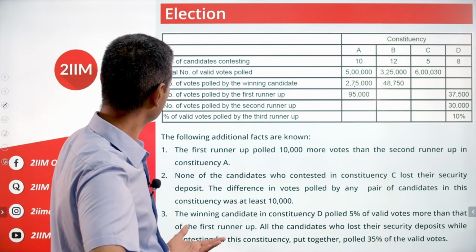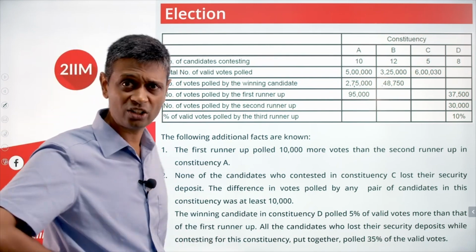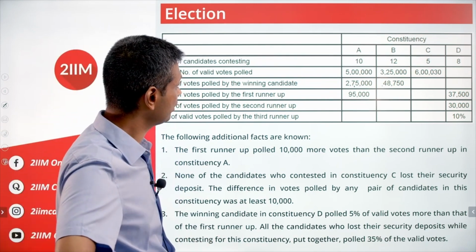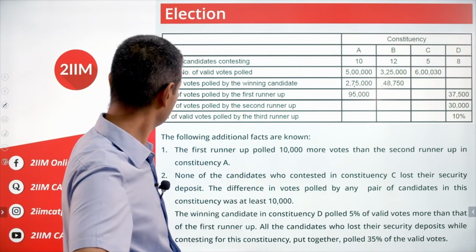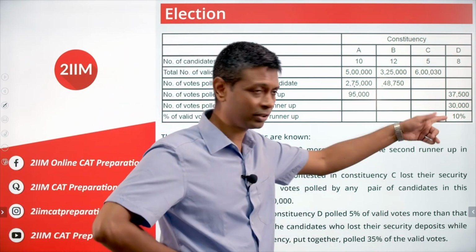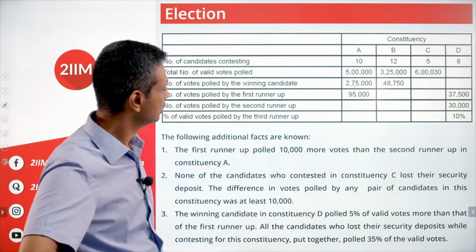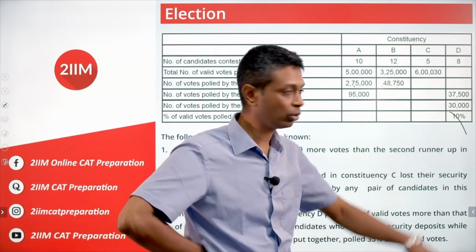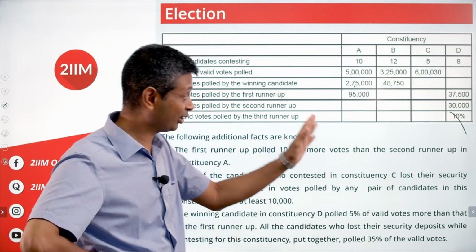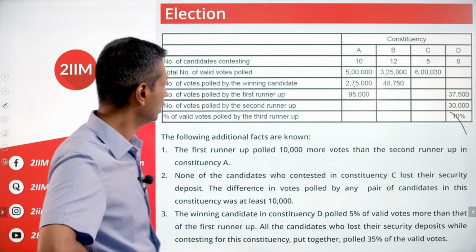D, we don't know how many candidates there are. We don't know what the winning candidate got. The first runner-up got 37,500. Second one got 30,000. The third runner-up got 10%, and so this guy lost his deposit. 16.66% is 1/6. He is losing his deposit. That much we know. Lovely.